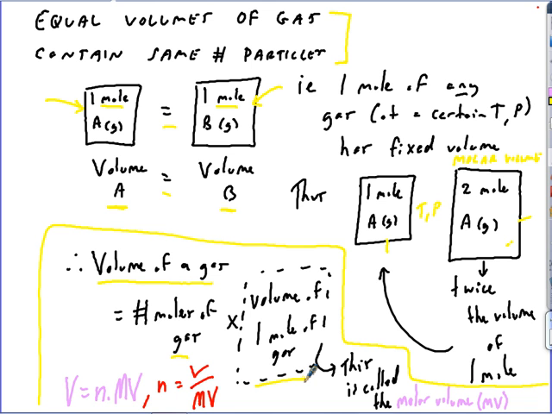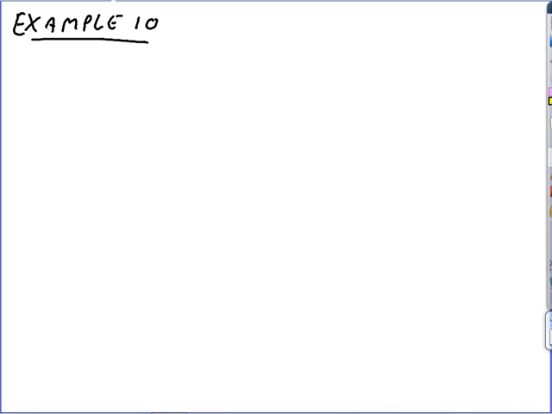And we can summarize that into an equation: the volume of a gas you've got is how many moles of gas you've got times the molar volume. Or if you want to add it to our collection of mole equations, the number of moles of gas you've got is the volume of the gas you've got divided by the molar volume. And it's that equation we're going to use to solve example 10.